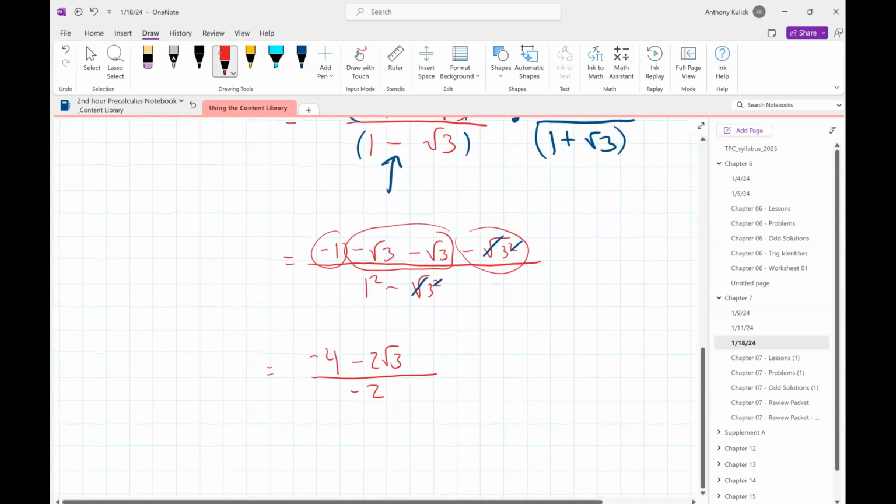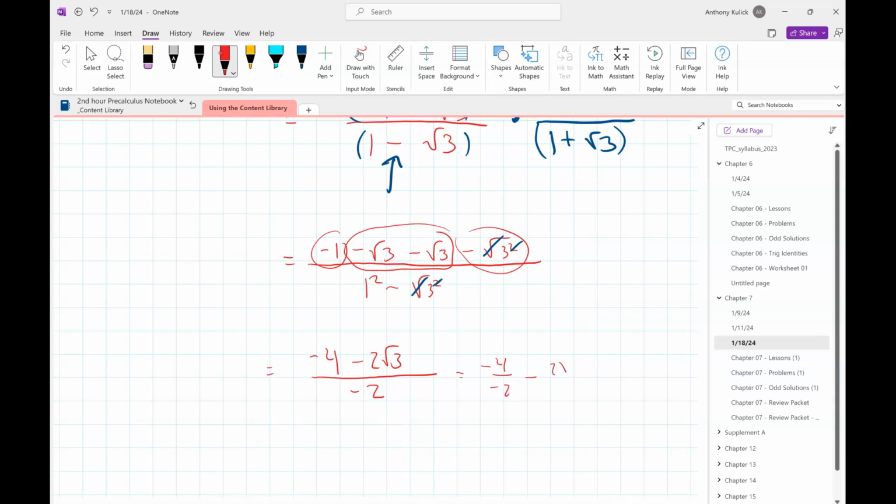And now I notice that this can reduce because every coefficient is even. So I'm just going to write this as two fractions with a common denominator. So -4 divided by -2 is 2. And then 2 root 3 divided by -2 is going to be -2 root 3, but it was already negative, so negative and negative makes a positive. So that should be my answer, right?